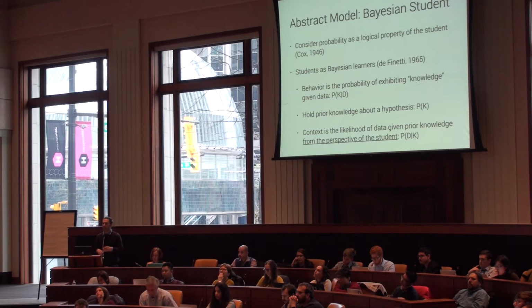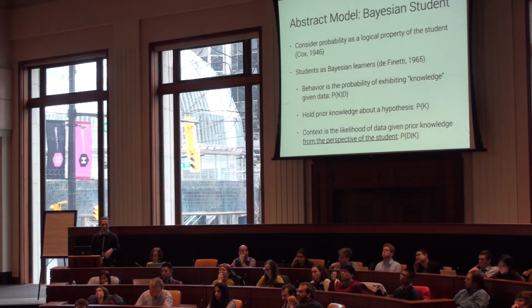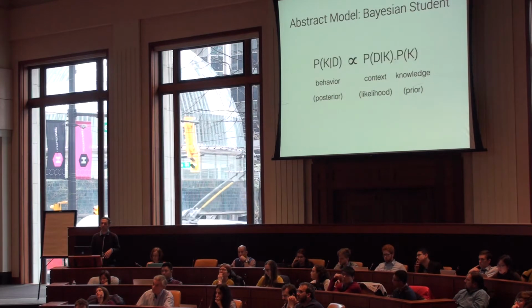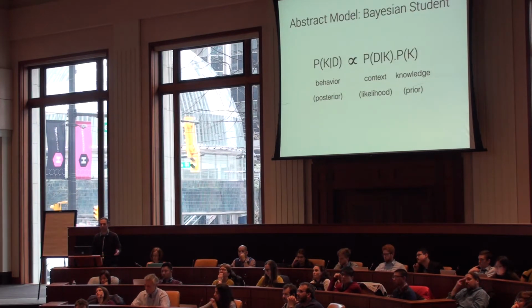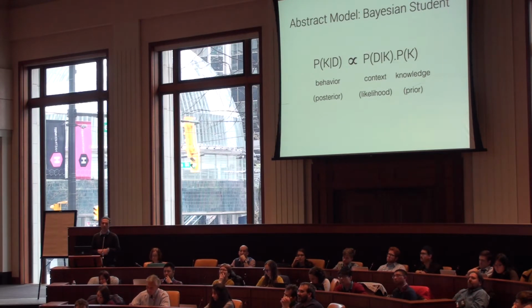For people familiar with Bayesian statistics, next to the things are the probability statements. But I'm going to have a couple of goes at trying to explain this so that lots of people can understand. So this is what our model of our student looks like in terms of Bayes' rule. We've got some kind of behavior, which in Bayesian terms would be called the posterior, and it's proportional to the likelihood, which is our context, the data given the knowledge that the student has. And this is the bit where it becomes controversial, which I'll explain in a minute.